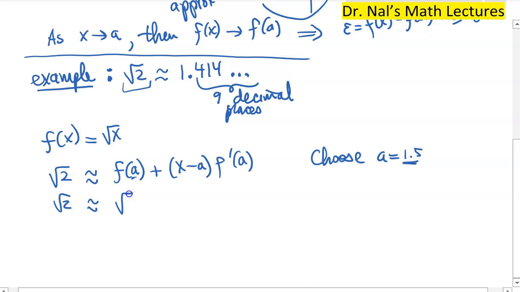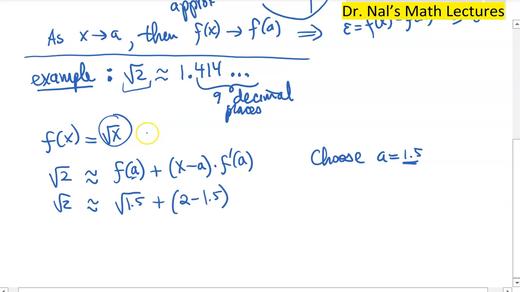So we need the square root of 1.5. That's our function, f is our function. And then x minus a, well, the x in this case is 2, right? So that's what we need to plug in. 2 is the value that we want to compute, and a is 1.5. So 2 minus 1.5. And finally, f prime of a. Let's rewrite this nicely. Okay, there we go.